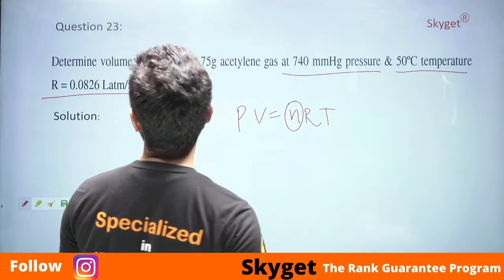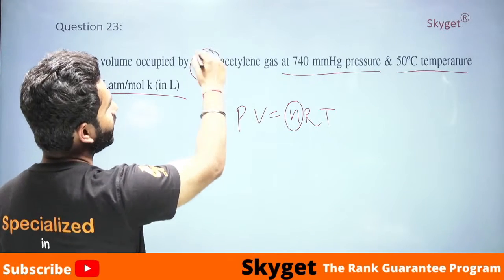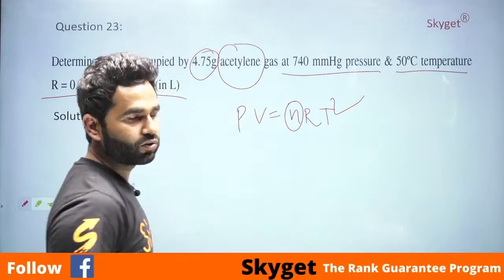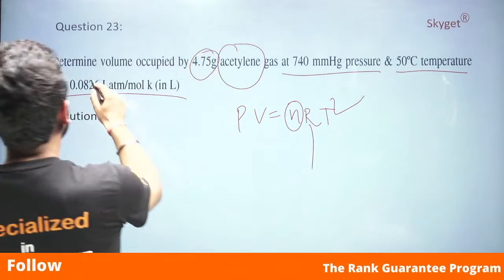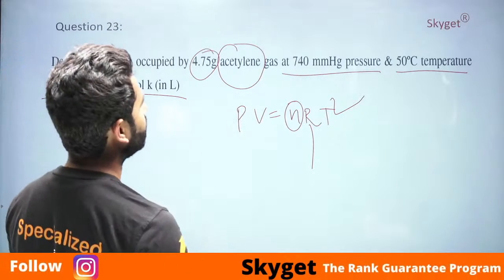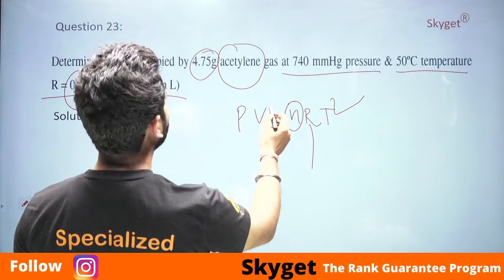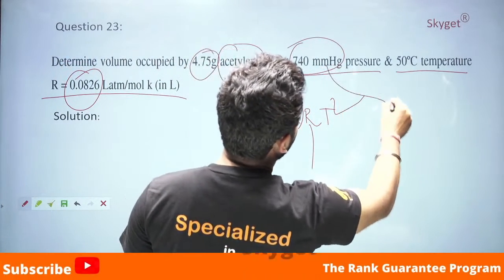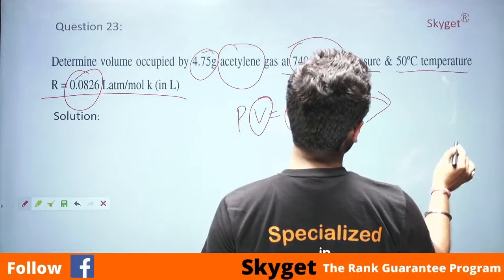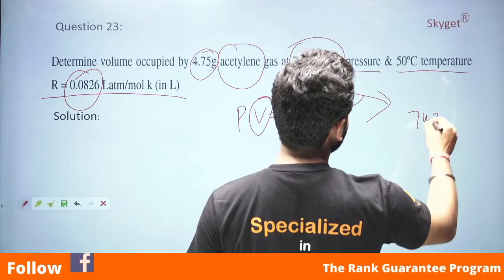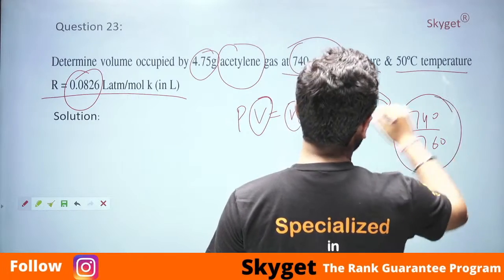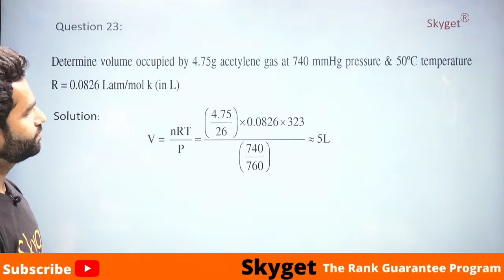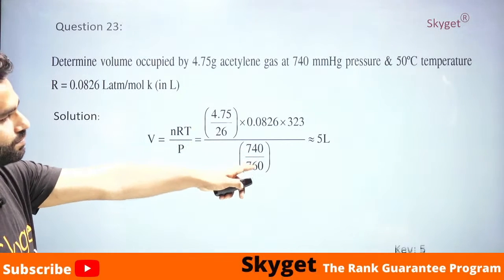n is number of moles, and how to find the number of moles? Given mass by molecular mass of acetylene gas. T is given as 50, convert it into kelvins. R is given 0.0826. Put all the factors, we will get the volume. Now pressure is given as 740 mmHg. To convert it into atmospheric pressure, we divide it by 760. Directly see the answer. We get the volume as 5 liter.